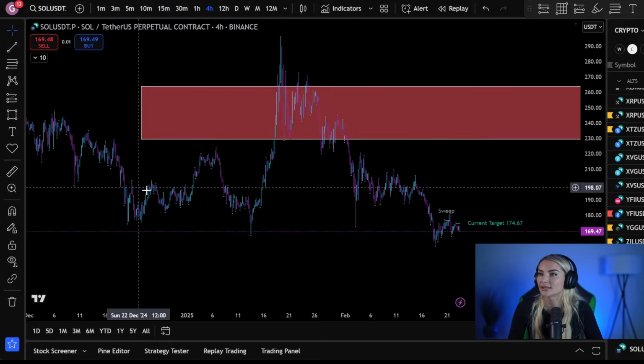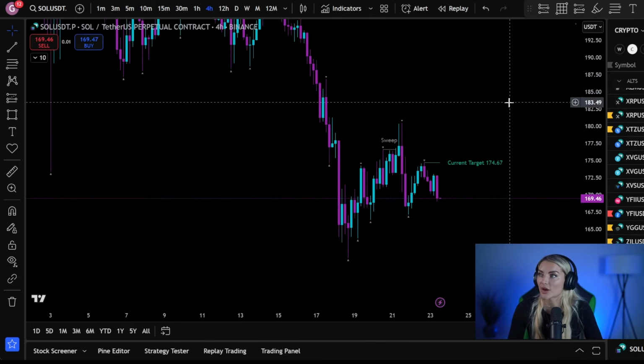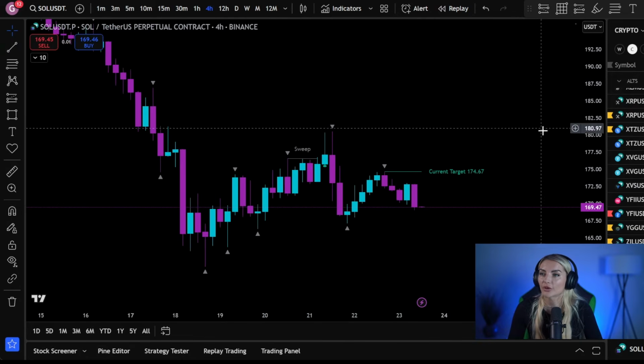Gabby Sweeps Signals. Now, this indicator is great and is based on my personal trading strategy. Let me zoom in for you guys a little bit here.